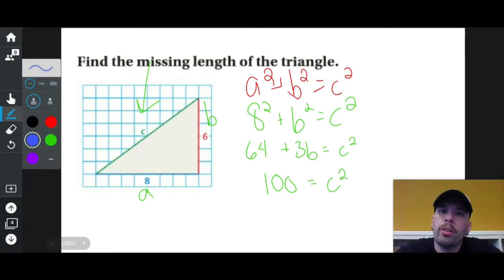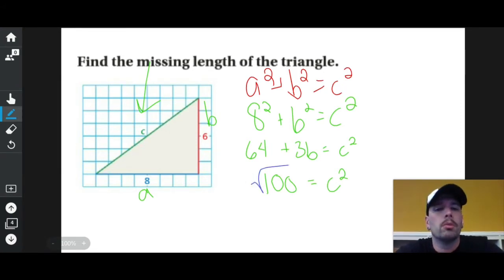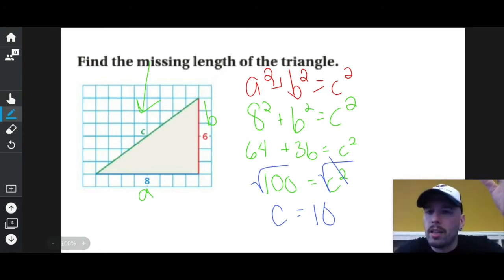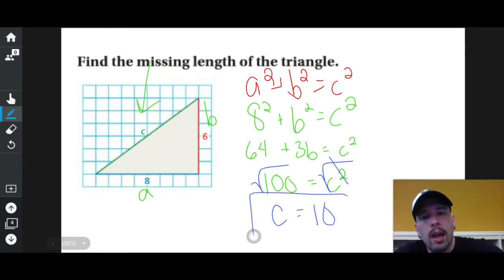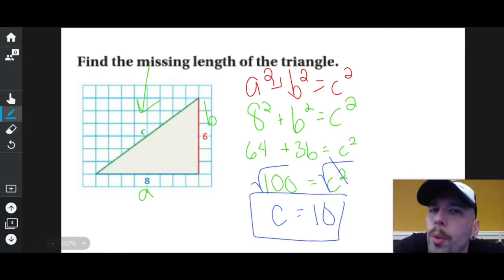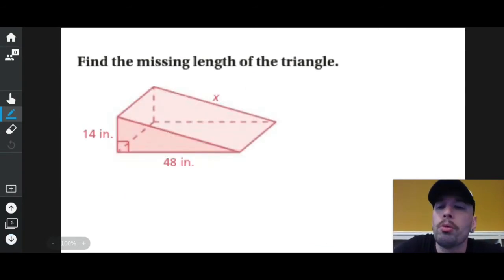Is C all by itself? No. What's in the way? Squared. How do I get rid of squared? Square root it. Cross you out. C equals 10. 10 what? Boxes. Units. Squares. Doesn't matter. If I don't have a word, I don't need to write out a word. You can say the word units and you'll still be right. Don't you worry your pretty little heads off.